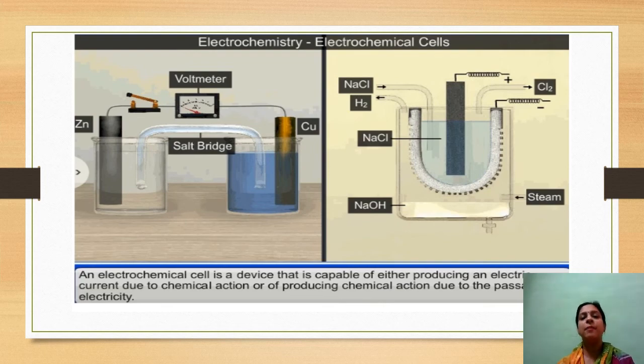Up to here our oxidation reduction is clear. Now we come to the electrochemical cells. So what are electrochemical cells? It is basically a device which is capable of either producing an electric current due to chemical action, a chemical reaction, or producing chemical action due to the passing of electricity.